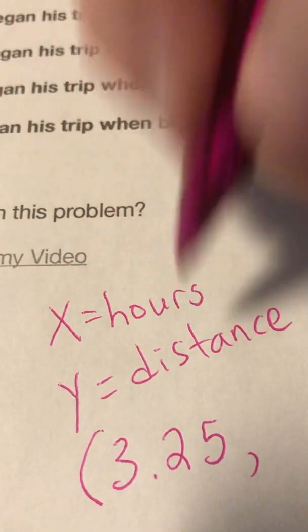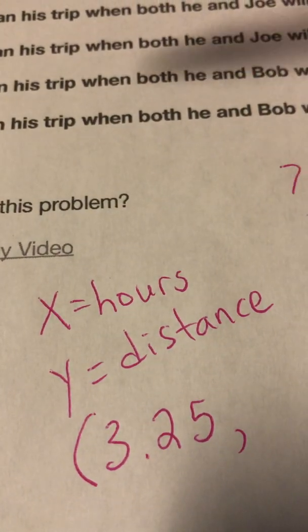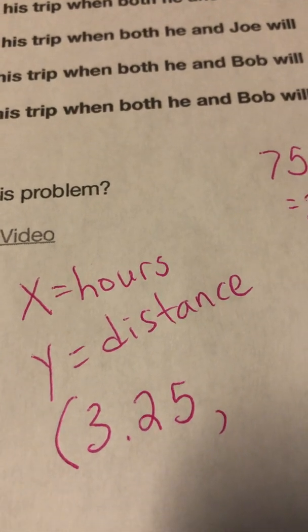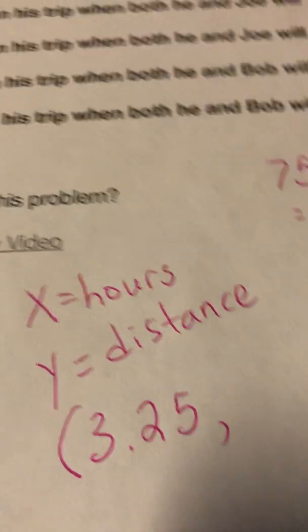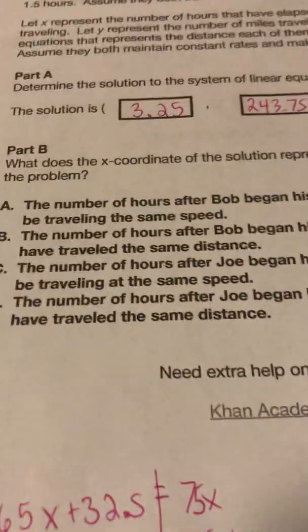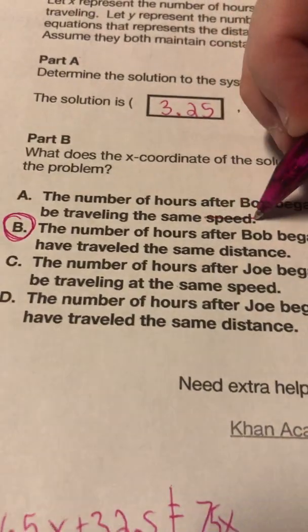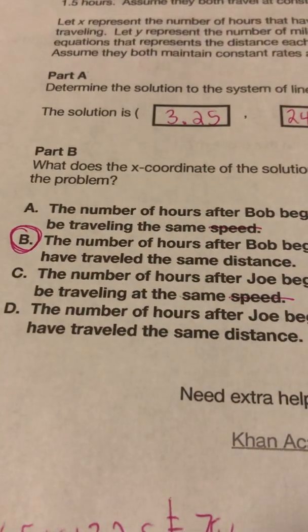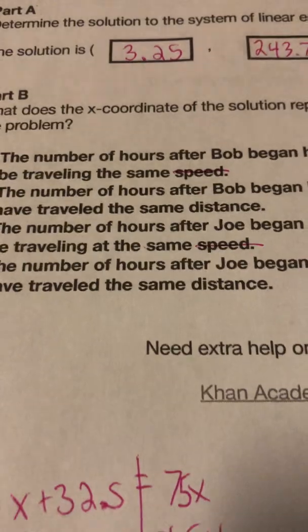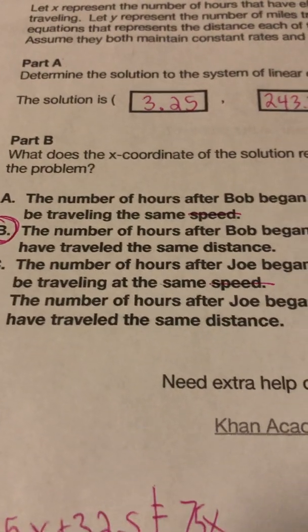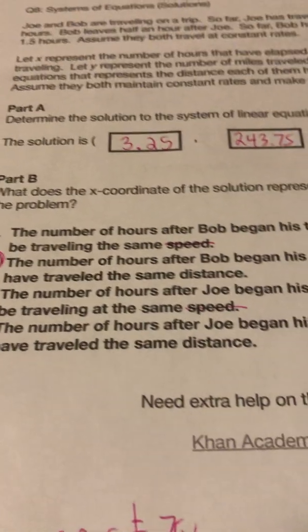Now down here, what does the x coordinate of the solution represent in terms of the context of the problem? Well, if you remember, x is the number of hours, and we have determined that that is the number of hours after Bob began his trip when he and Joe will have traveled the same distance. Now, these all look very similar, but what I just said is letter B. It has nothing to do with their speed, so that eliminates both A and C. And since Joe began first, it's the number of hours after Bob began, who is the one that did not have a head start.